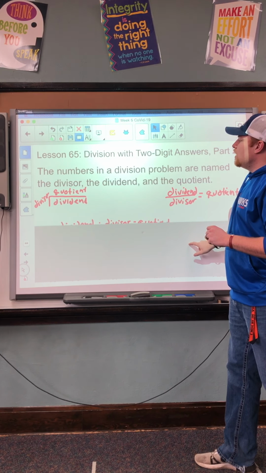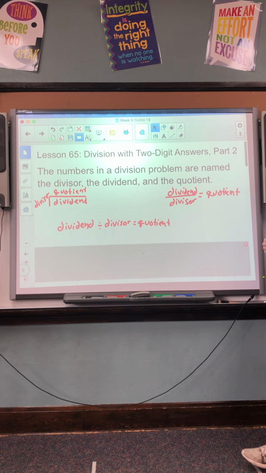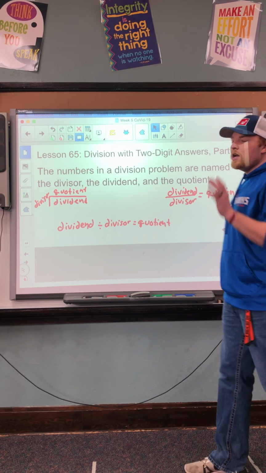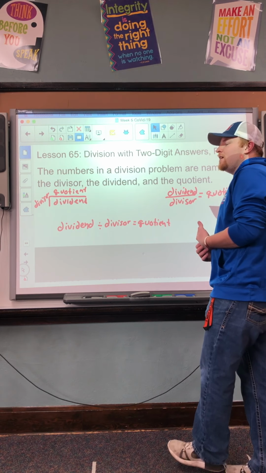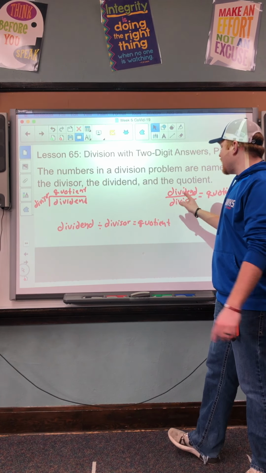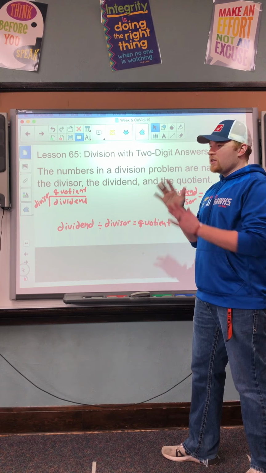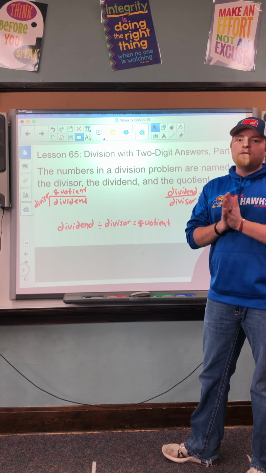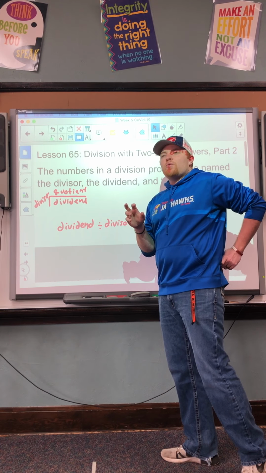Alright, so the numbers in a division problem are named the divisor, the dividend, and the quotient. The quotient is always the answer in the division problem. These are the three different ways you can write a division problem, and where each term is represented in a division problem.